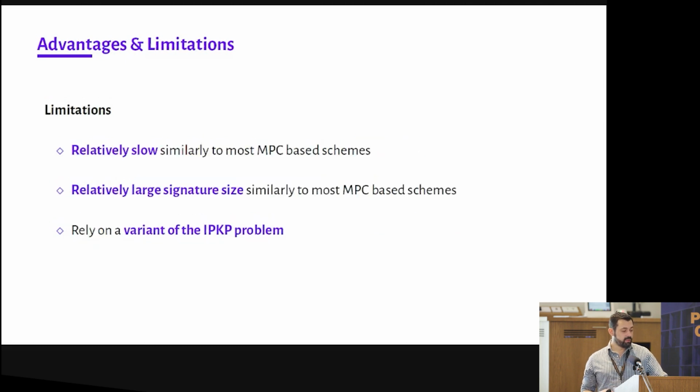As limitations, we kind of share the same as all the MPC-based schemes. So this is relatively slow, let's say if we compare to schemes like lattice-based ones, like Dilithium. It also has relatively large signature sizes. And in our specific case, we rely on a variant of the PKP problem.